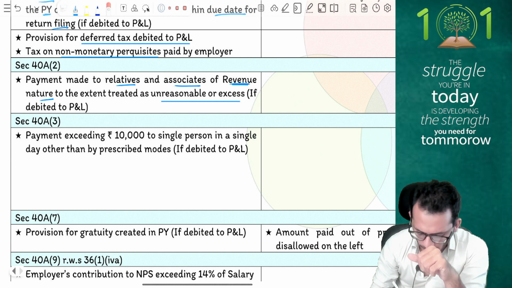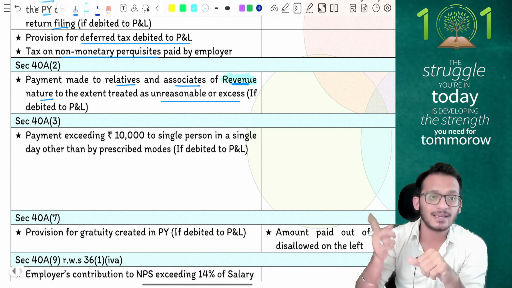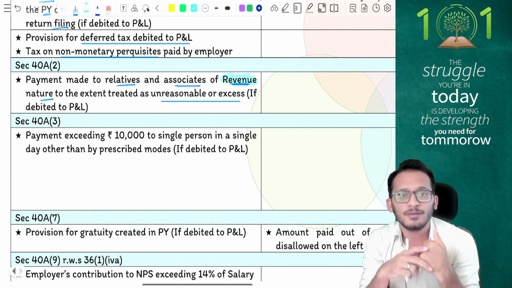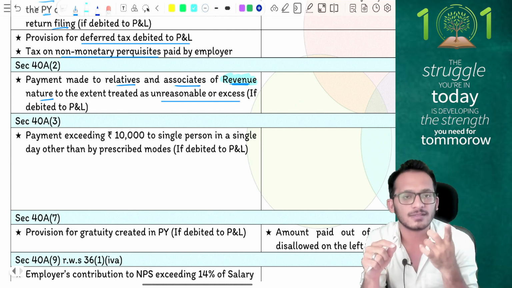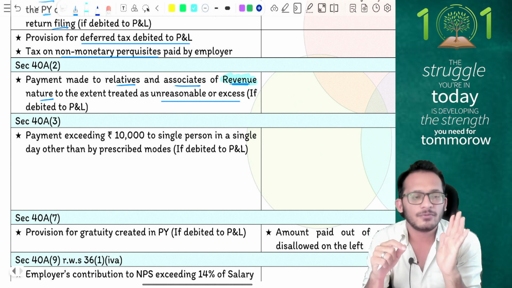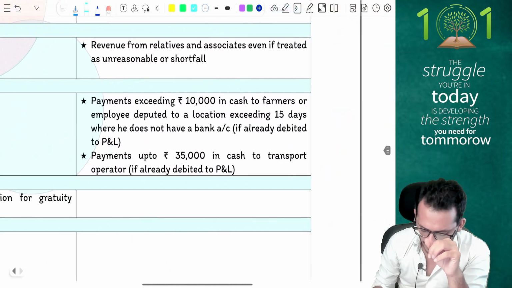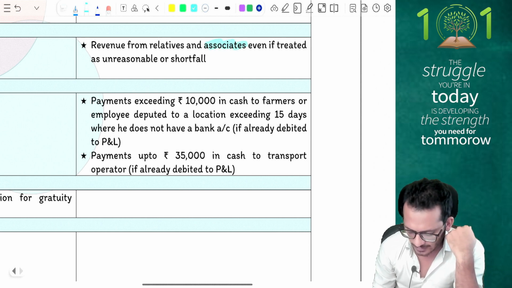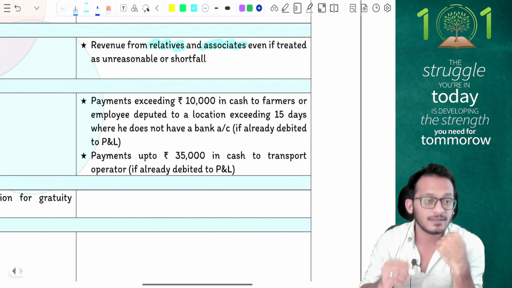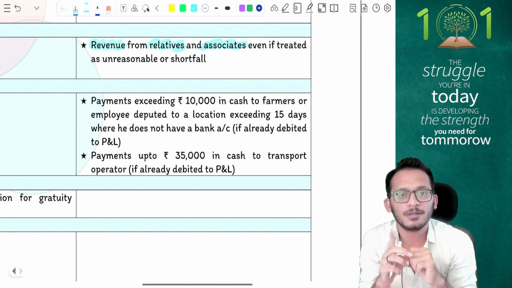Meaning, if it is not revenue in nature and is capital in nature, I would have anyway disallowed this as a capital expenditure itself. So there is nothing further for me to disallow under section 40A2. This will only get disallowed if it is not a capital item, if it is a revenue item. Yes, items to be ignored, people, are all those items which are revenues from relatives and associates, which will not be treated as an adjustment. Understand the difference here, people.